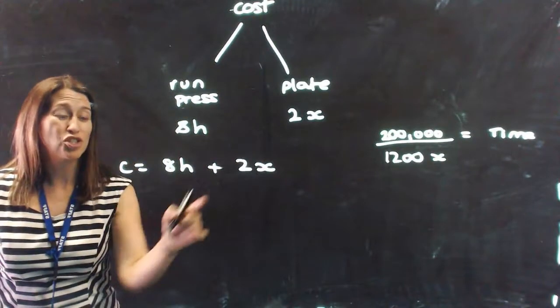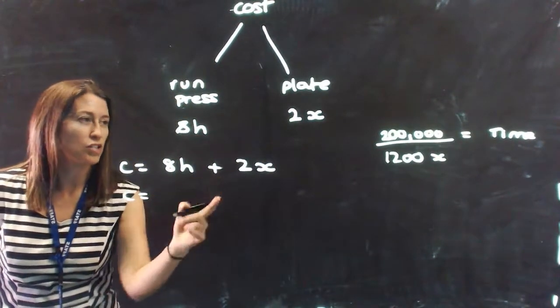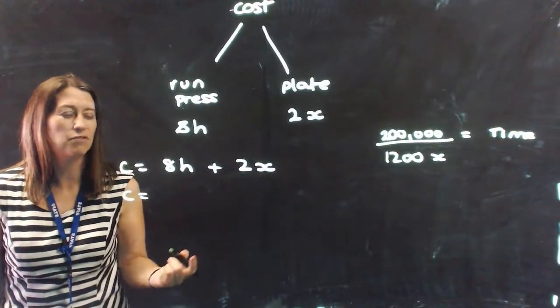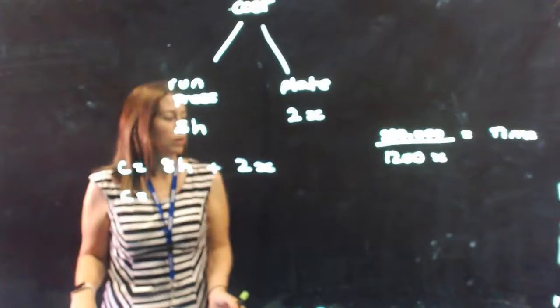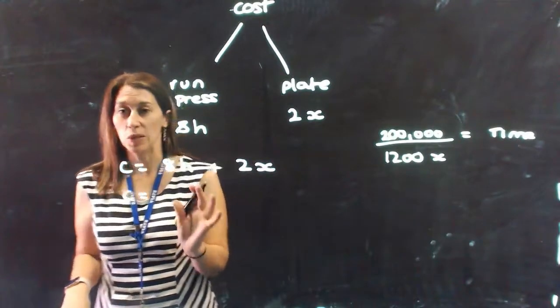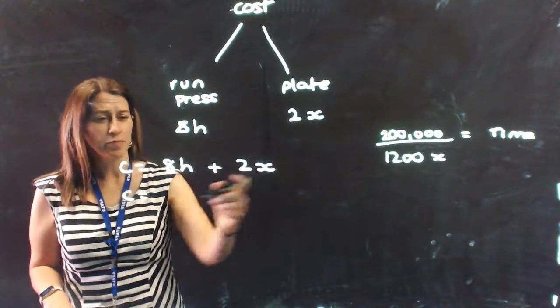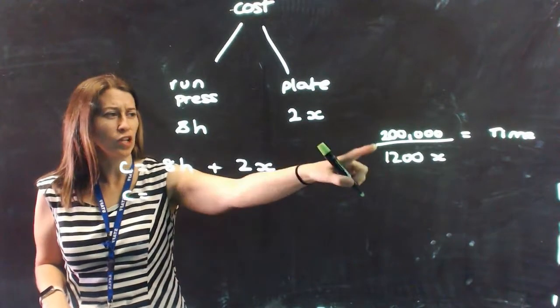We can now substitute that into our equation. This could be simplified further. Apologies, the screen was blurred. I was going to simplify that, but I'm going to put the 8 in there. So 8 lots of that divided by the 1,200 is 4,000 over 3x. I'm subbing that in, plus the 2x. And that is simplified.